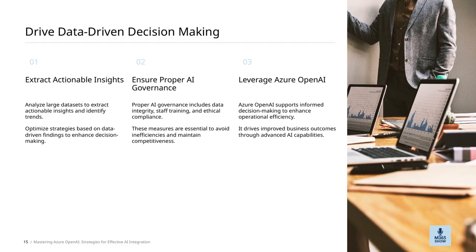Proper AI governance is also crucial. This means ensuring data integrity, investing in staff training, and maintaining ethical standards. These measures help us avoid inefficiencies and ensure that our AI initiatives are sustainable and trustworthy.